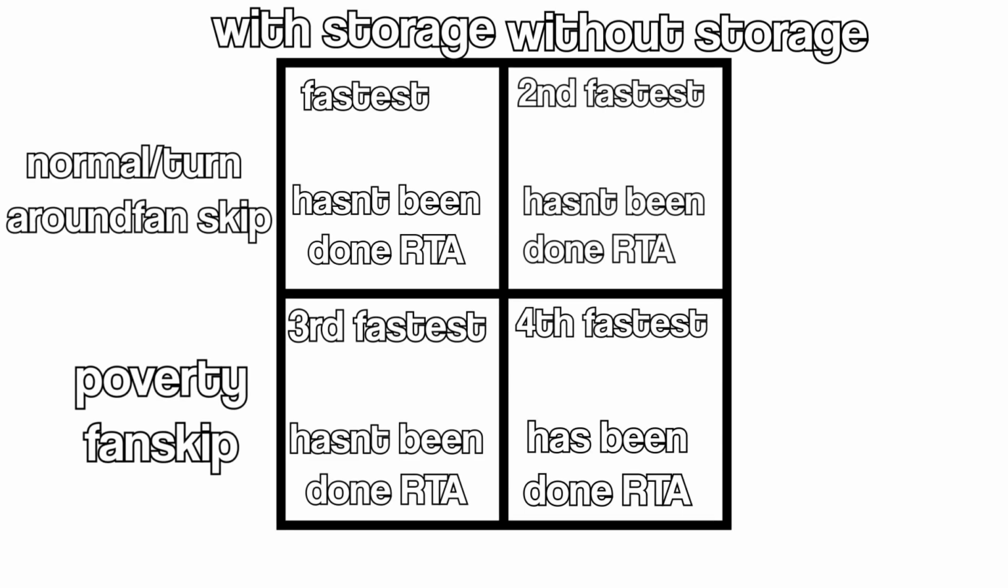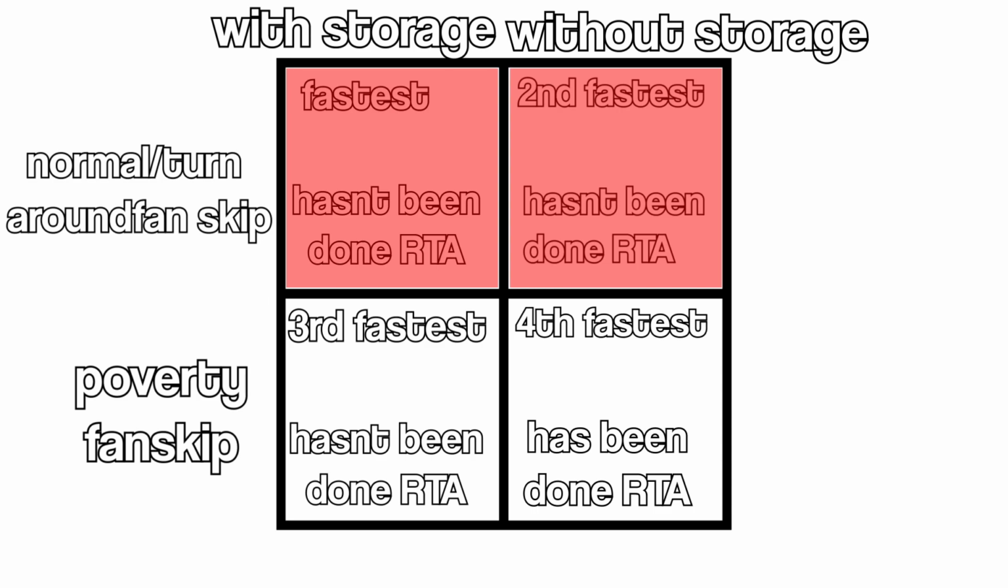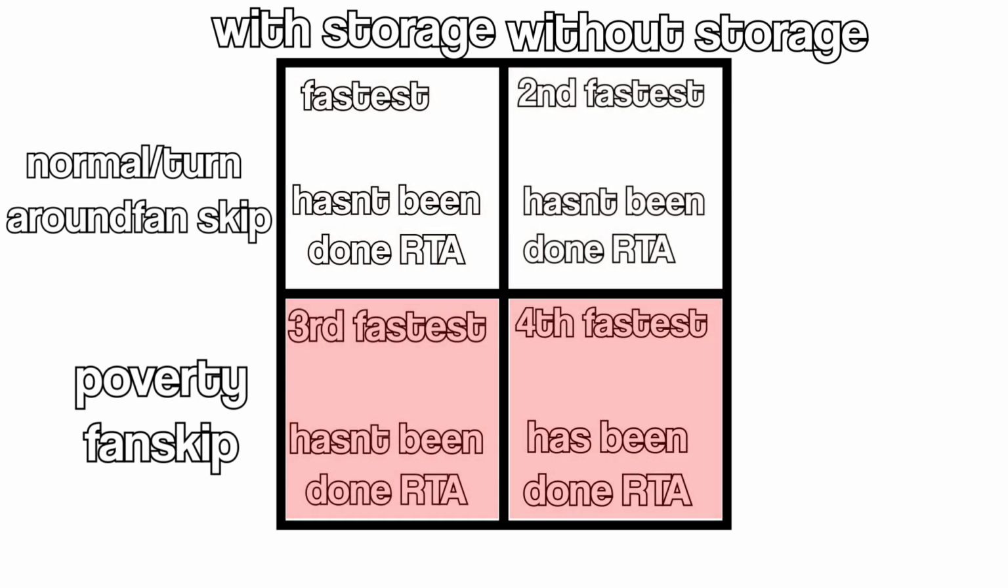If you're more advanced, you can go ahead and start learning this trick and you might eventually get it. Now with that being said, you can imagine platform skip as a 2x2 grid, where you can get it with a speed storage after, without a speed storage after, or you can get it with a normal or turnaround fan skip and poverty fan skip. And the only version of this that's been done by a human so far is with poverty fan skip and without speed storage afterwards. And this is the only realistic version that you will see in any runs probably, but I will show you the fastest version that the TAS does as well. With that being said, let me show you.